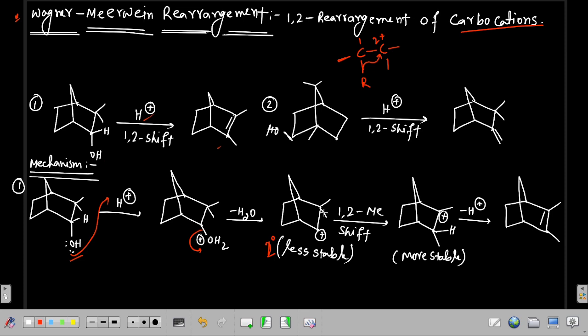So it undergoes a methyl shift from here to here. It undergoes a 1,2 methyl shift and it gives a 3 degree carbocation, which is a more stable carbocation. Next step, now this plus charge is shifted from this carbon to this carbon. Next step, there will be removal of this proton, so it leads to the formation of this alkene.